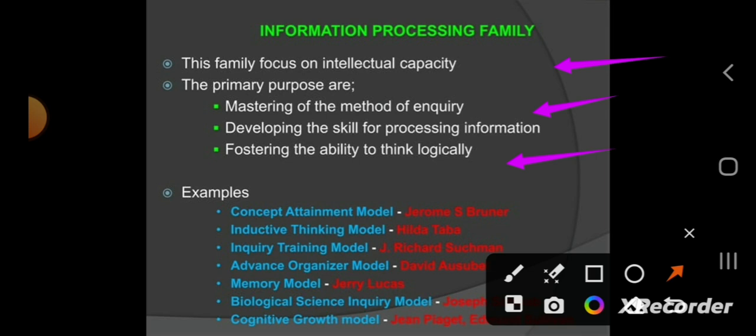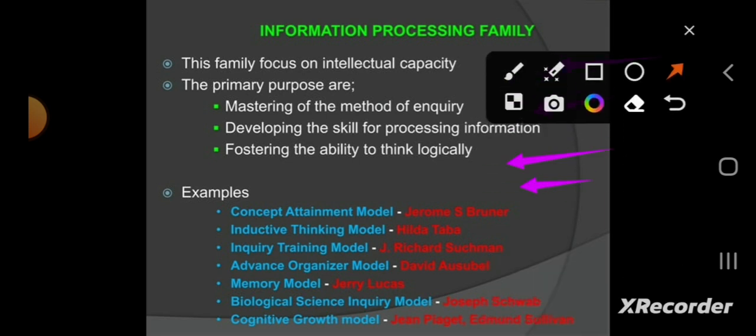Examples of models: Concept Attainment Model, Jerome S. Bruner. This model helps students learn concepts by identifying and defining them through examples and non examples. It emphasizes the process of distinguishing and categorizing information.